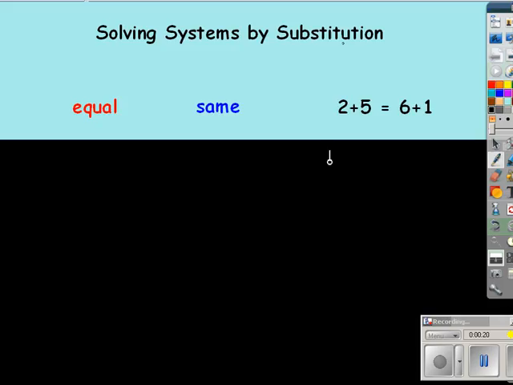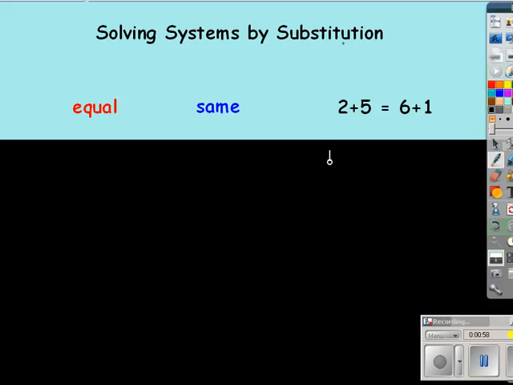So my example here, 2 plus 5 and 6 plus 1, those two are equal. 2 plus 5 does equal 6 plus 1. And the reason they're equal is because they both are the same as 7. 2 plus 5 equals 7, and 6 plus 1 equals 7. So 2 plus 5 and 6 plus 1 have the same meaning. They both mean 7. So we can replace 7 with either one of those. And that doesn't seem like too complicated an idea, but this whole concept of equal and same is going to be a really big piece of solving systems by substitution.